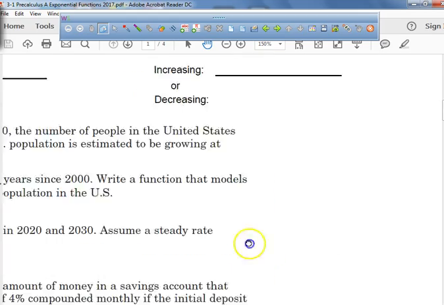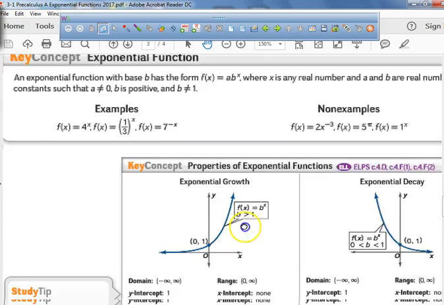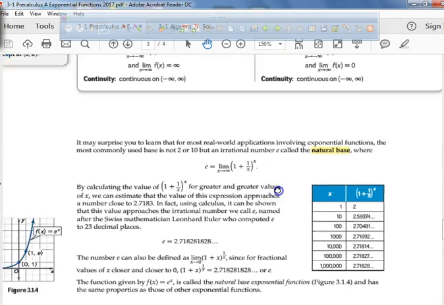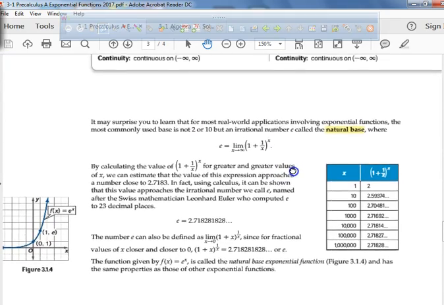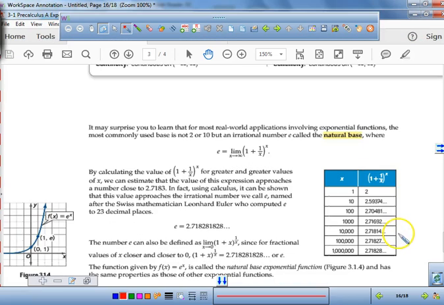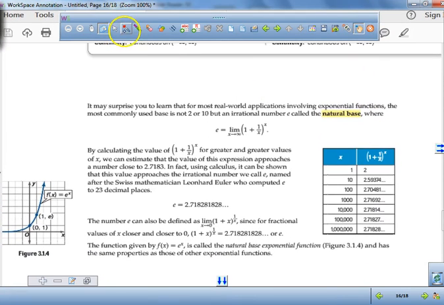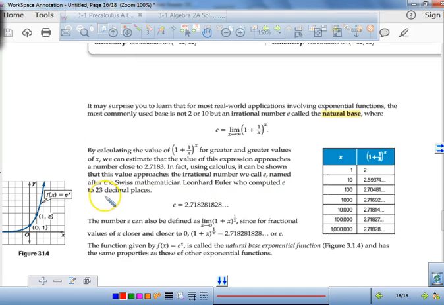You're like, what the heck is e? So we're going to go down here to our notes. Look for e. I think we found it. A Swiss mathematician, Leonhard Euler, computed e to 23 decimal places. He figured this out right here. It's kind of hard to see, so I'll write a little bit bigger.